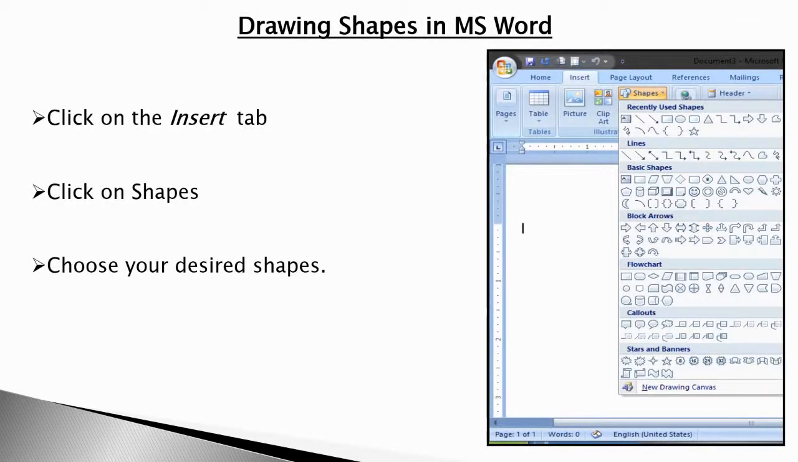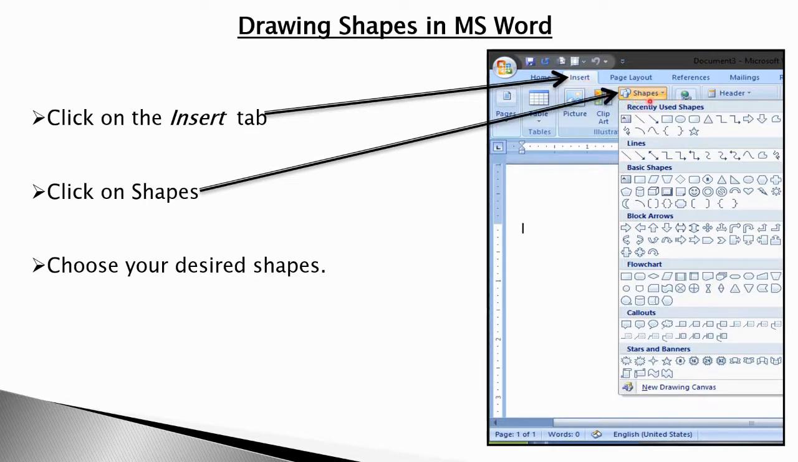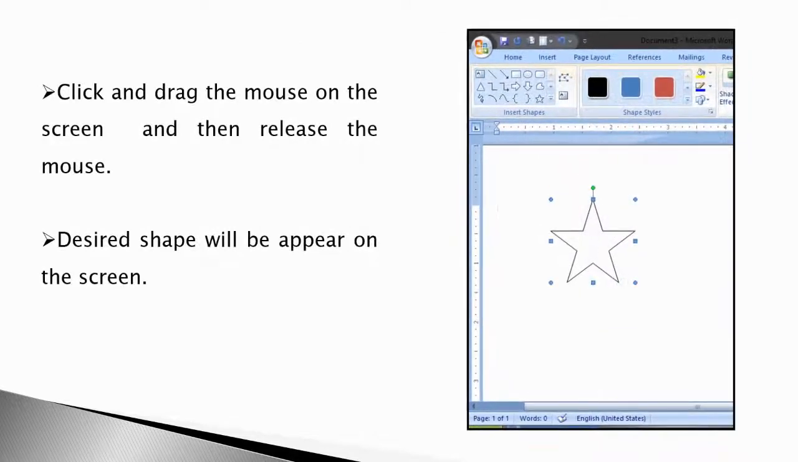Next, we will learn how to draw shapes in MS Word. So, to draw shapes in MS Word, first we will click on the Insert tab, then click on the Shapes, and then choose your desired shapes from the following. Then click and drag the mouse on the screen and then release the mouse. In this way, the desired shape will appear on the screen.